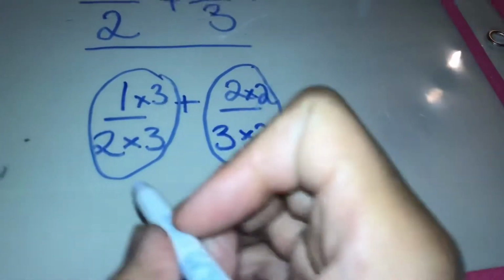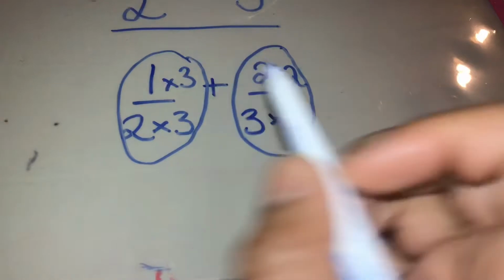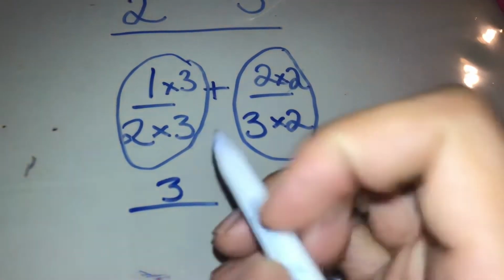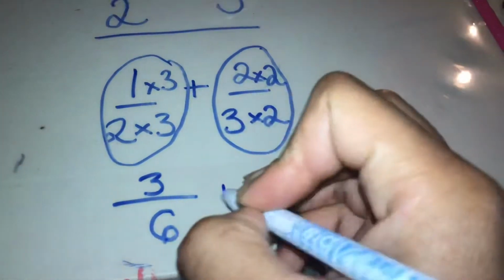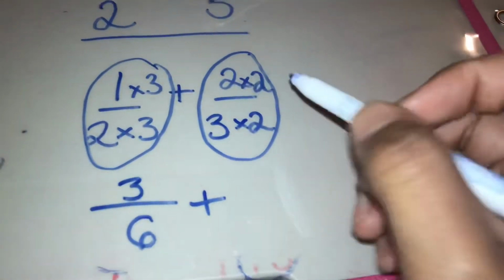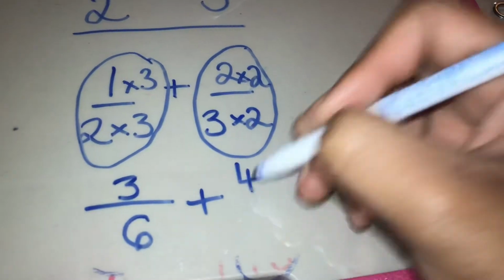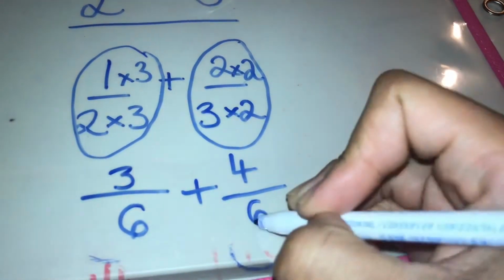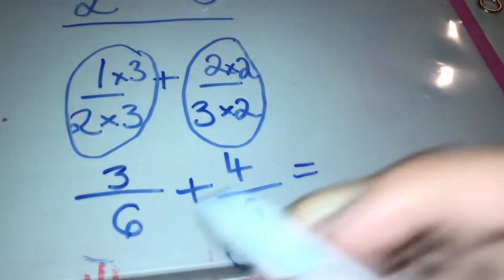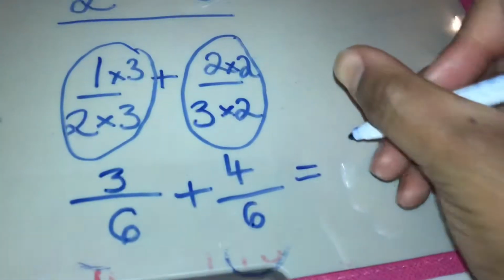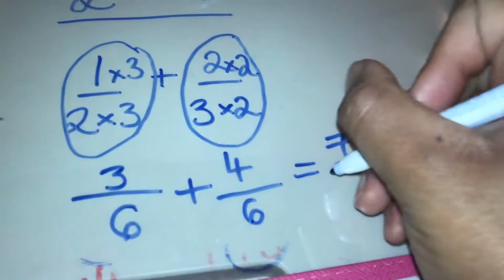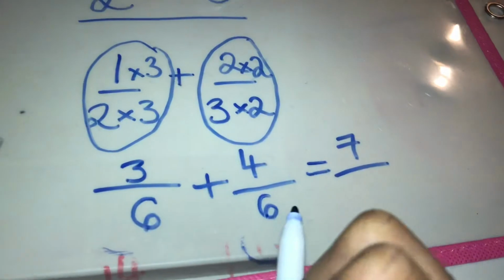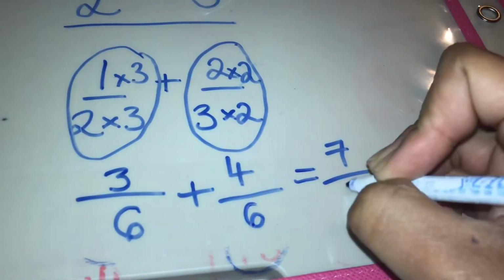Okay. Now I'm going to write it out again. 1 times 3 is 3. 2 times 3 is 6. Add 2 times 2 is 4. And 3 times 2 is 6. So now I can add them up. So 3 add 4 is 7. And then the 6, as I said before, if they're the same, they're going to stay the same. We just copy it the same way. So it's going to be 6.